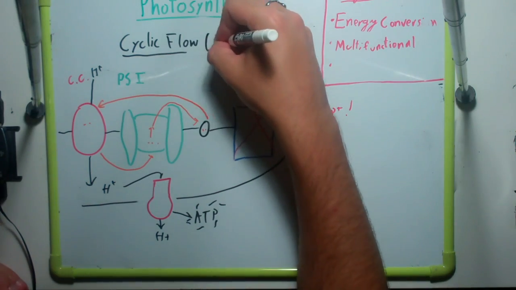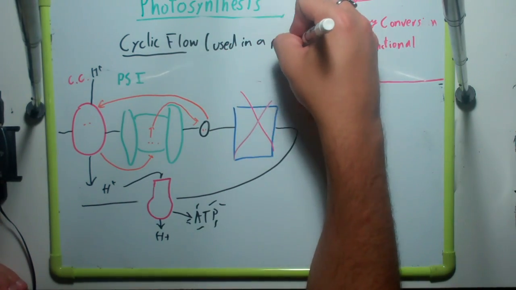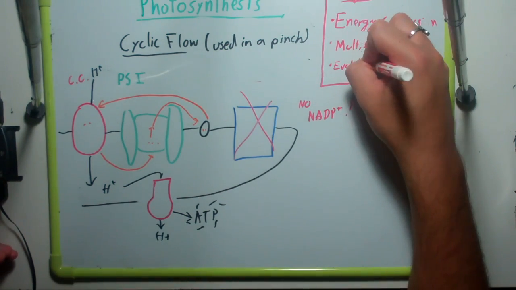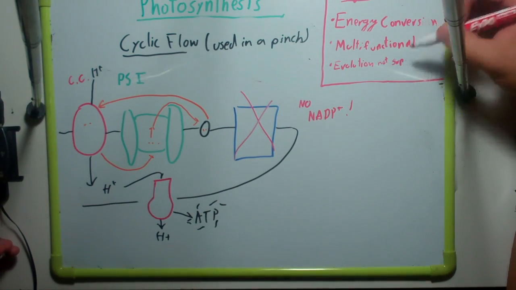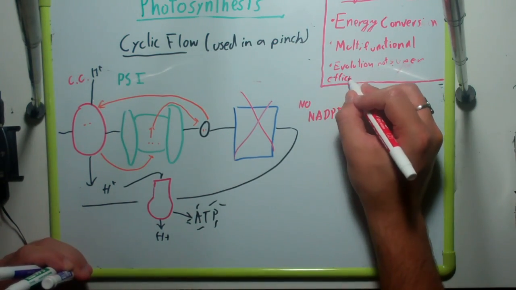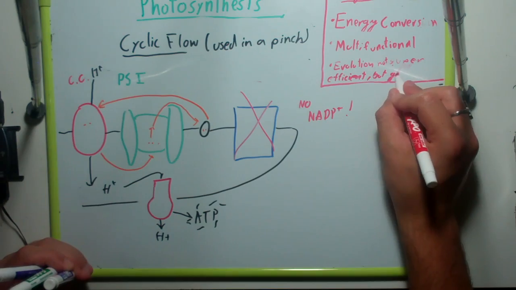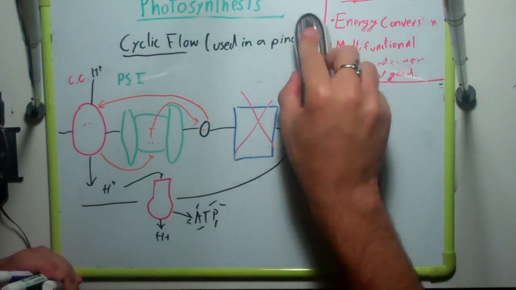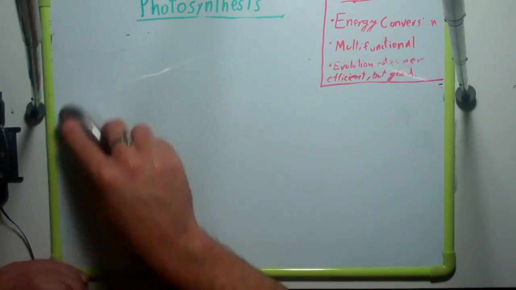This process, however, is a lot less efficient than going through the whole photosynthesis to make sugar as an energy source. This is called cyclic flow, and it's used pretty much only in a pinch, and they think this is a very ancient and primordial version of photosynthesis. And that brings me to my last point, which is that evolution isn't super efficient, but it is very good at patching up what it once had.